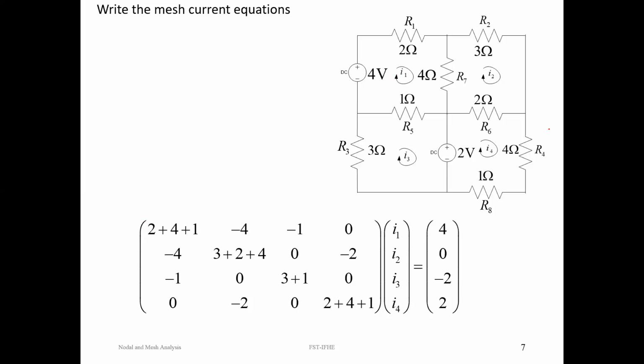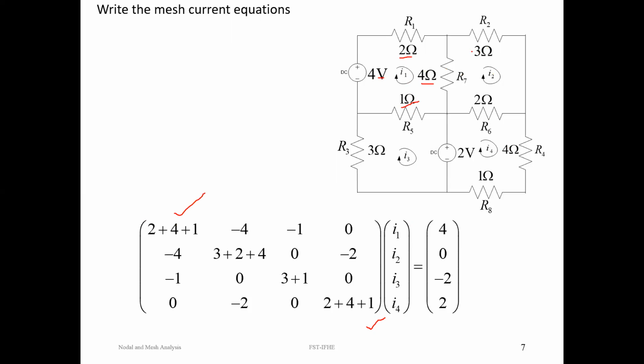So let us do a simple problem. Write down the mesh equations and cross check. How many meshes are there? 1, 2, 3, 4. So simply we will get a 4 by 4 matrix. The first diagonal element is to add all the resistors in the first mesh: 2 plus 4 plus 1 plus 4.